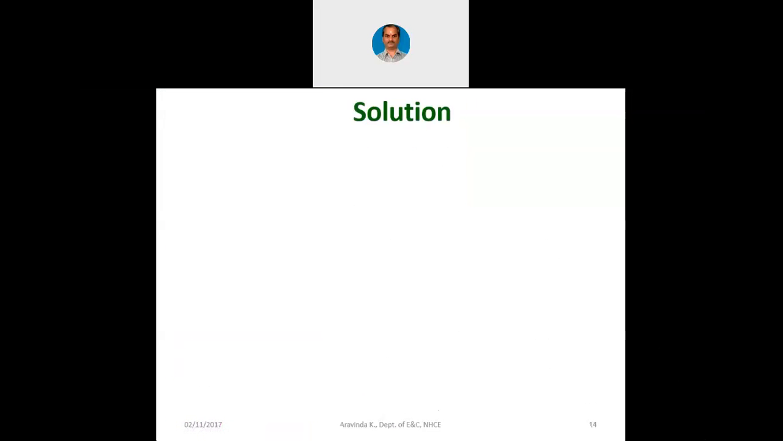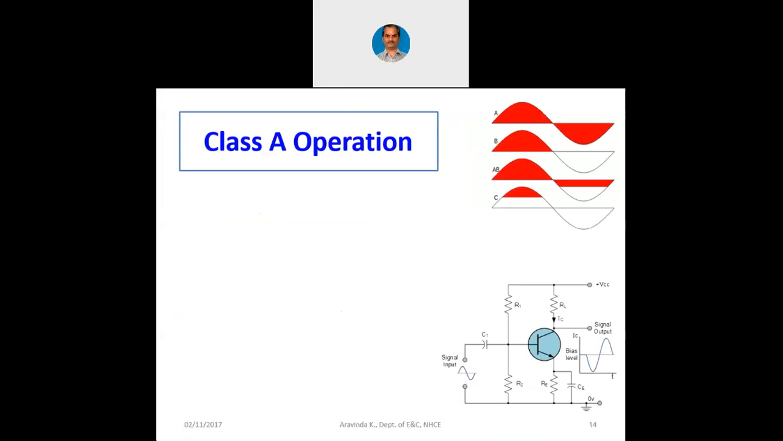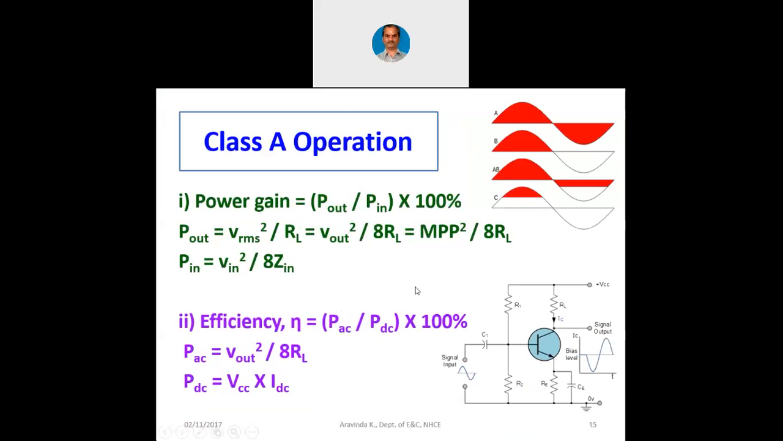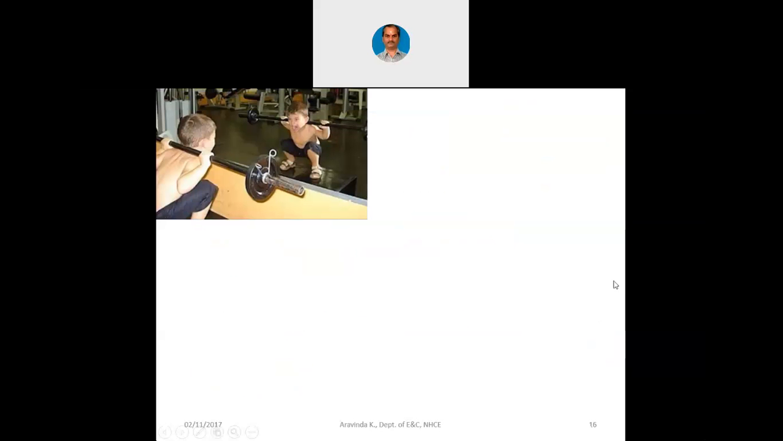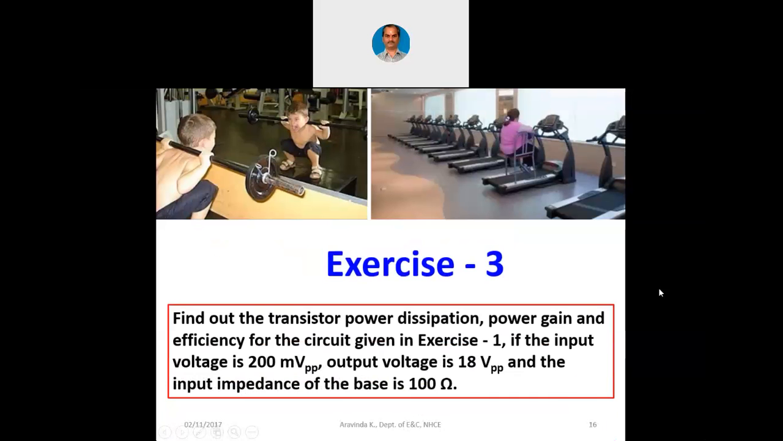Now coming back to that exercise, remember the formulae. P out is V out square by 8RL, P in is V in square by 8 Z in, and efficiency is PAC by PDC. Now I want you to tell me the answer by solving this exercise. I'll be waiting for some time.